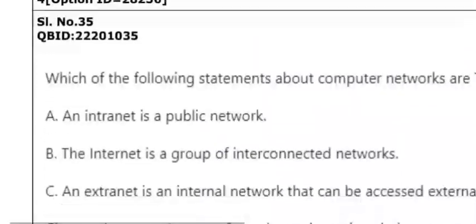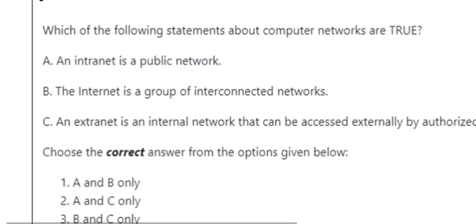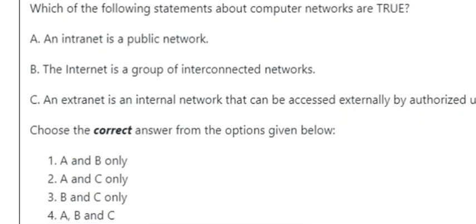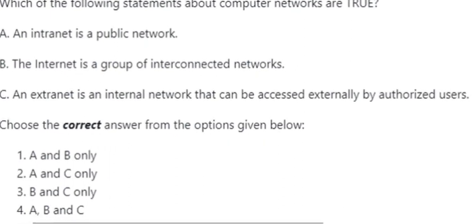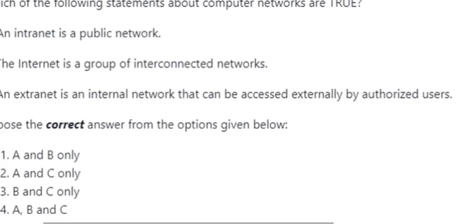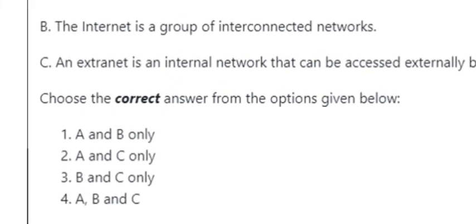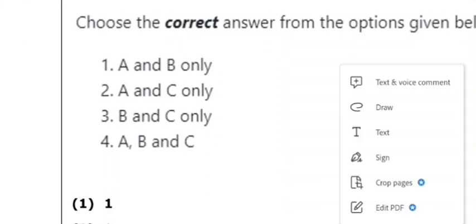Then next question, 35. Which of the following statements about computer networks are true? A, an intranet is a public network. B, the internet is a group of interconnected networks. C, an extranet is an internal network that can be accessed externally by authorized users. Choose the correct answer from the options given below. A and B only, A and C only, B and C only, A, B and C. The correct option for question 35 will be number C, B and C only.